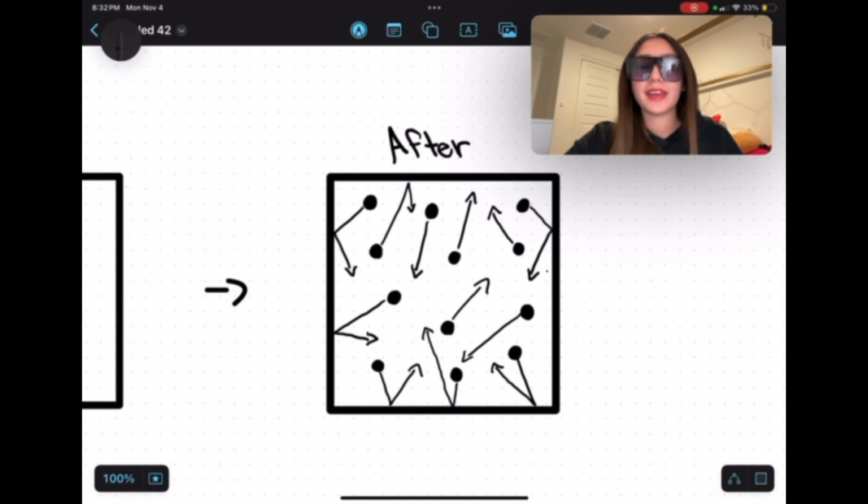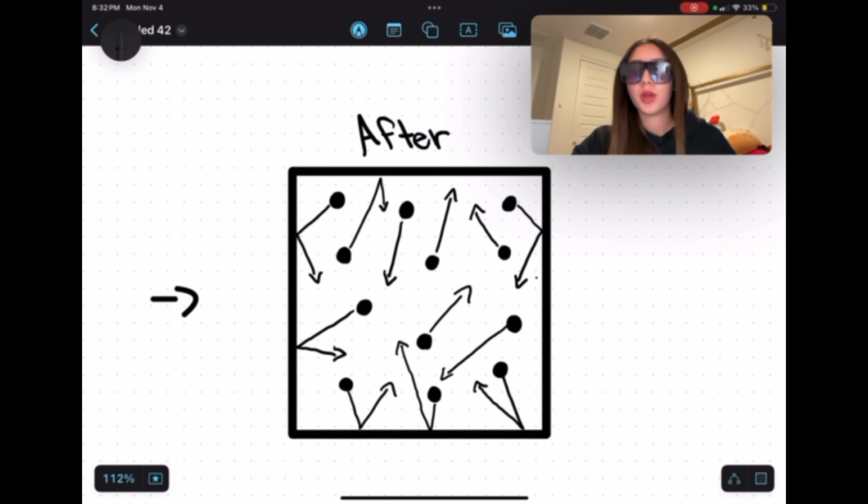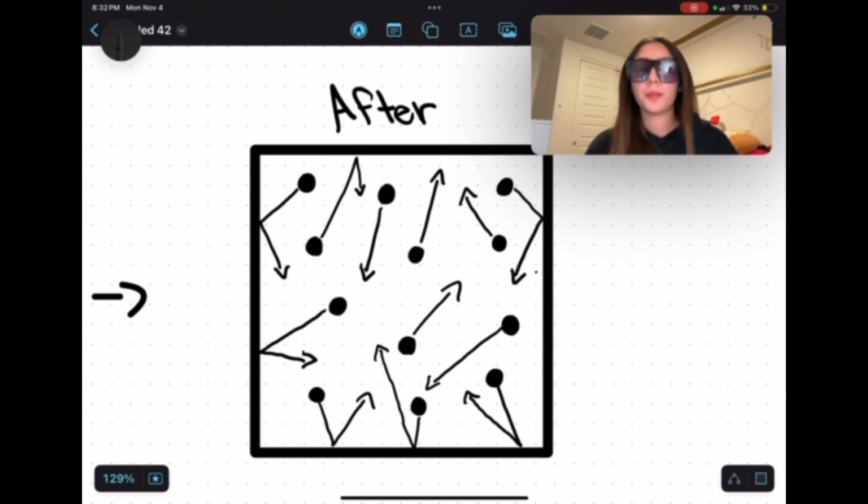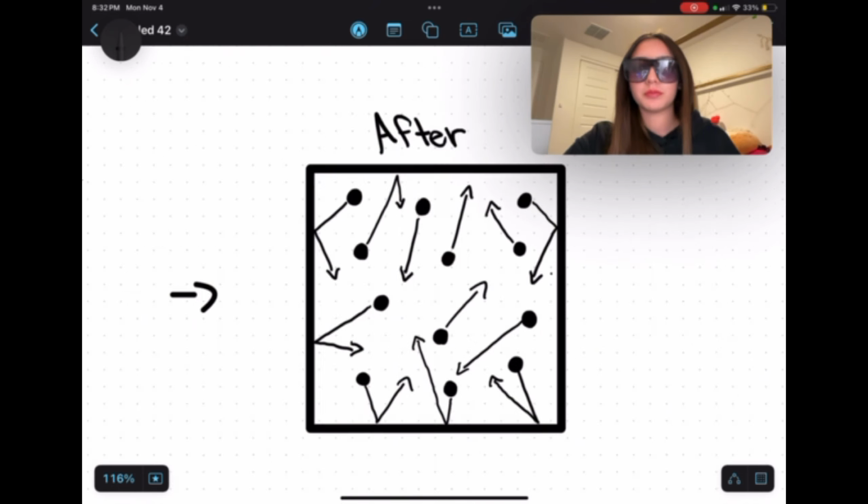So, in the after particle diagram, once the bottle was placed in the boiling hot water, the particles began to move more frequently. They began to bounce off the walls more frequently. They began to move very fast, and they were moving farther apart. That is what caused the balloon to inflate just a little bit. You can't really notice too much, but it did inflate.